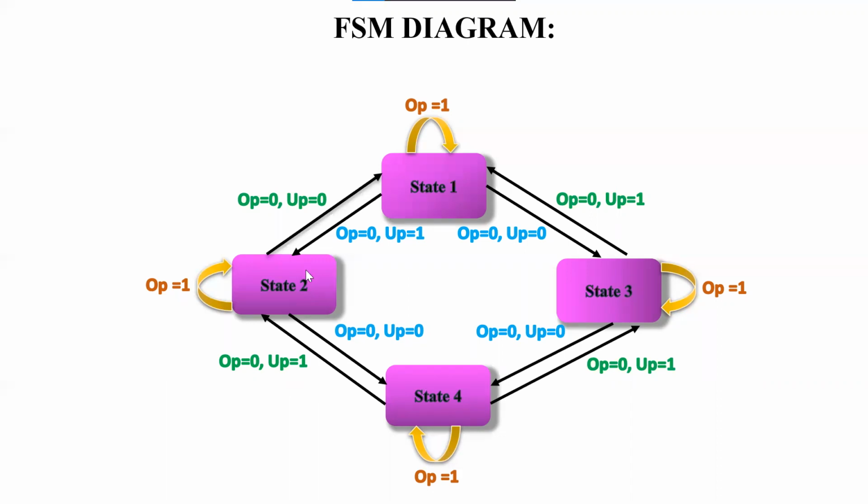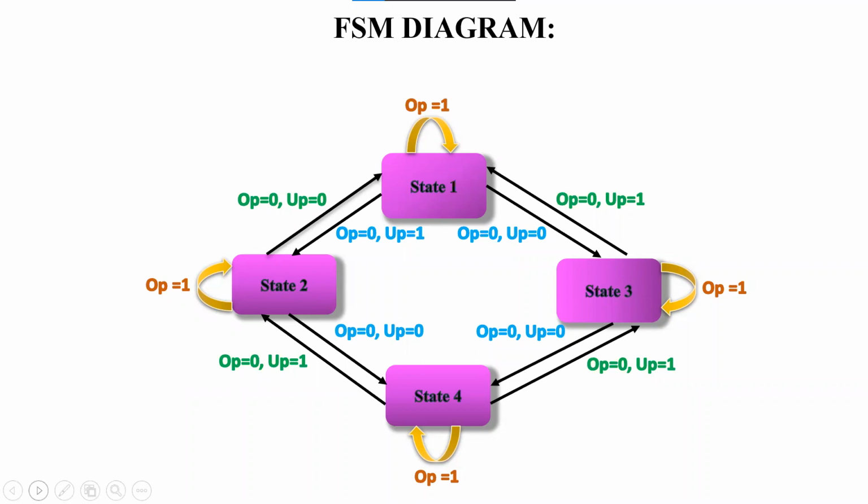When OP is equal to 0 and UP is equal to 1, that means it is in the next state and the door remains closed. So it will go to the next state, from the previous state, present state to next state. Based on the condition, it will move to the floors.